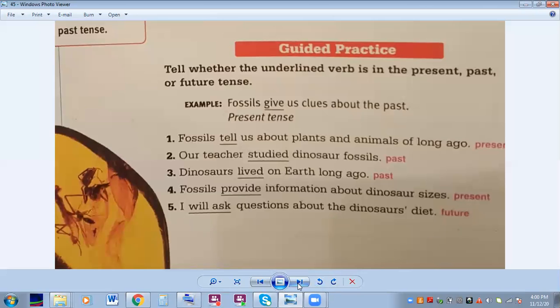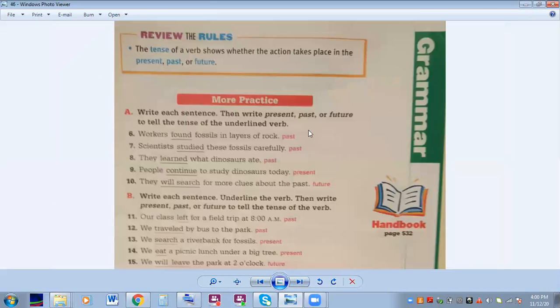All right, let's look at some more examples together. Remember, the tense tells whether the action takes place in the present, now, the past, already happened, or the future, will happen. Okay? Workers found fossils in layers of rock. Found is the past tense of find. It is an irregular verb, and we will go over irregular verbs in a separate lesson.